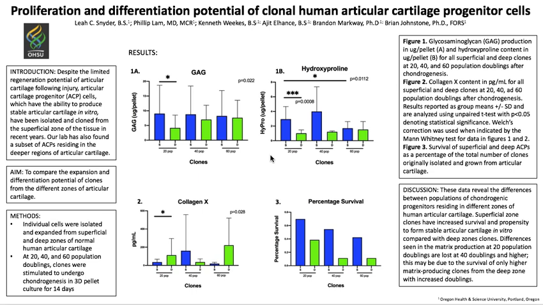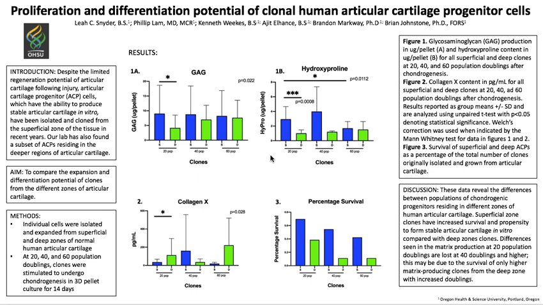At 20 population doublings, there was increased matrix production in the superficial compared to the deep clones, as noted by the increased glycosaminoglycan and increased hydroxyproline content in the superficial compared to deep clones. There were no differences between the superficial and deep pellets at both 40 and 60 population doublings. For collagen 10 production, there was an increase within the deep clones at 20 population doublings compared to superficial clones, but this difference was not observed at both 40 and 60 population doublings.